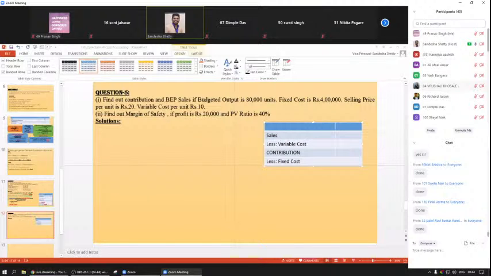So I got just 5 minutes. So let me start. Selling price is 20 rupees. Variable cost is 10 rupees. So my contribution will be 10. Fixed cost is given, it is in rupees. Rupees 4 lakh, correct?